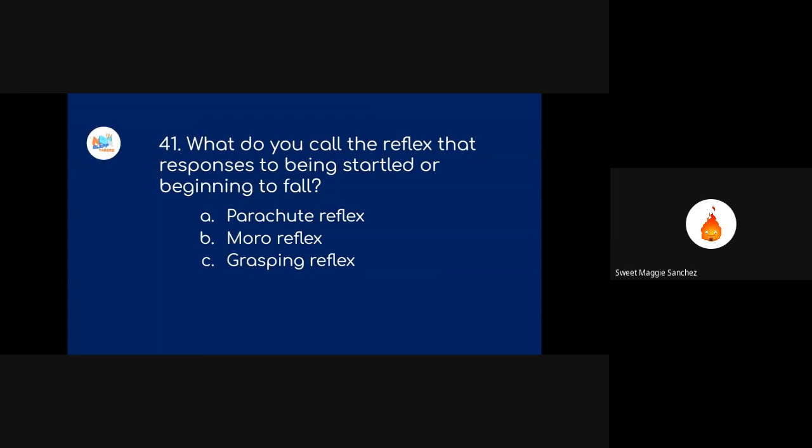Okay, timer stops. Question 41. What do you call the reflex that responds to being startled or beginning to fall? Is it A, parachute reflex, B, Moro reflex, or C, grasping reflex?